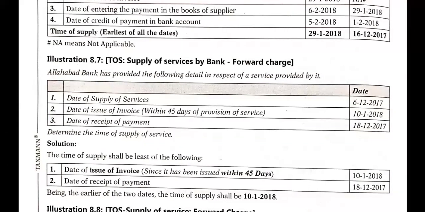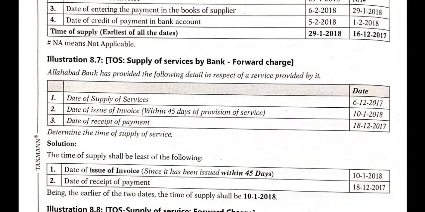Okay, when you supply anything on the basis of a bank or a forward charge, take an example: Allahabad Bank has provided the following details in respect of service provided by it. So Allahabad Bank has provided some set of services. The date of supply of services is 6/12/2017. Date of issue of invoice, within 45 days of provision of services, is 10/1/2018, and date of receipt of payment is 18/12/2017. Determine the time of supply of services. So what will be the time of supply of services?